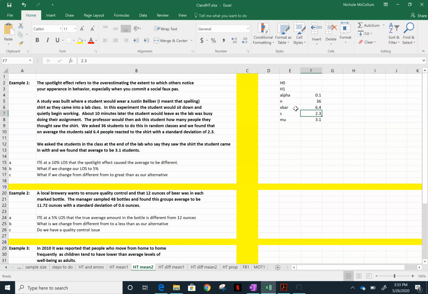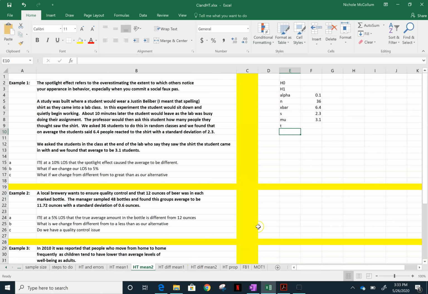How do I know it's the sample? I read. 36 students, that's the sample, and that's the standard deviation of the sample. That's how the English sentence structure works. So that's why I have S. That's very important. Since I have S, I will be utilizing the T distribution. That's very important to me. When you have a sample standard deviation, you'll be utilizing the T distribution.